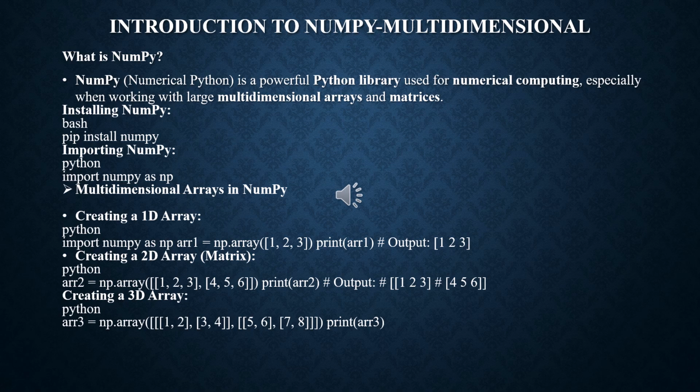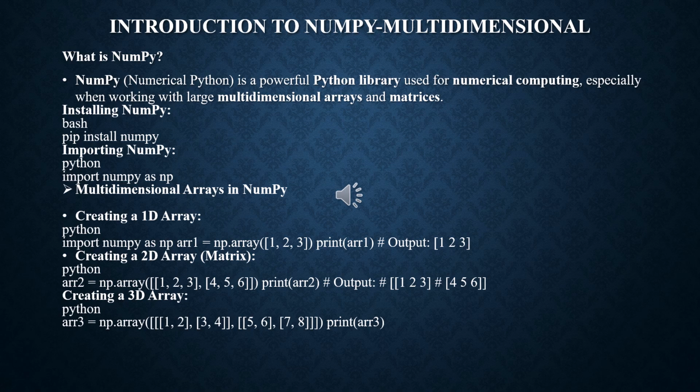I have taken the elements of the 1D array. You can print array1. What is the output of this function? 1, 2 and 3. Like that you can print the 2D array and 3D array also. So this is called a 1D array.